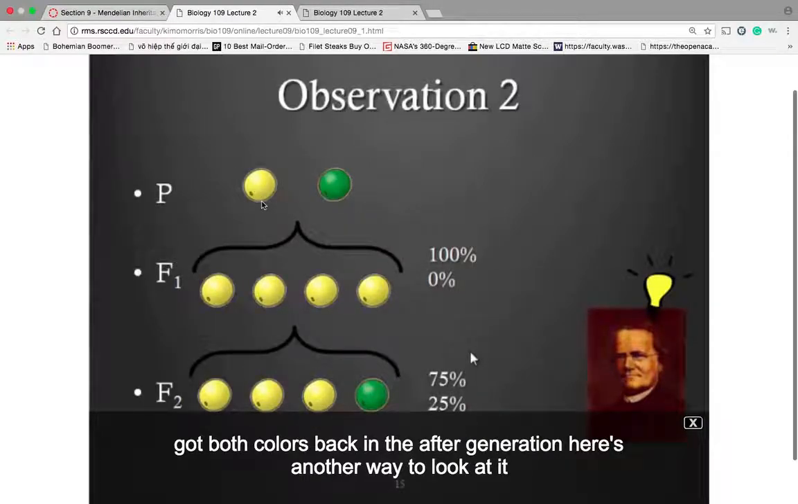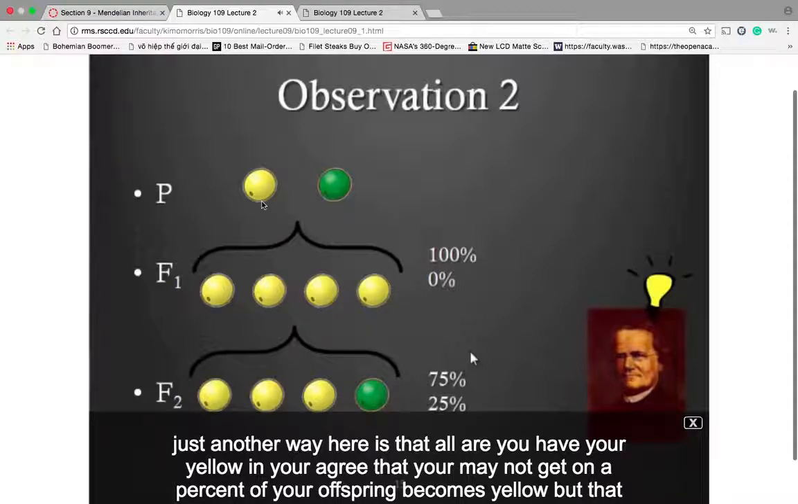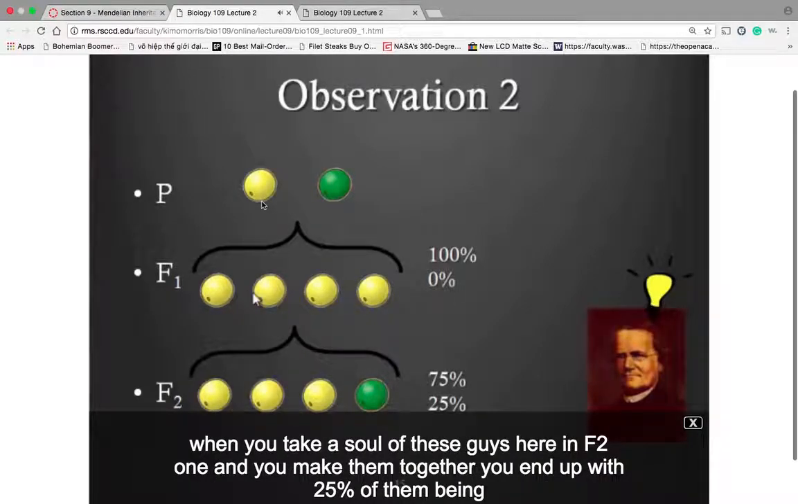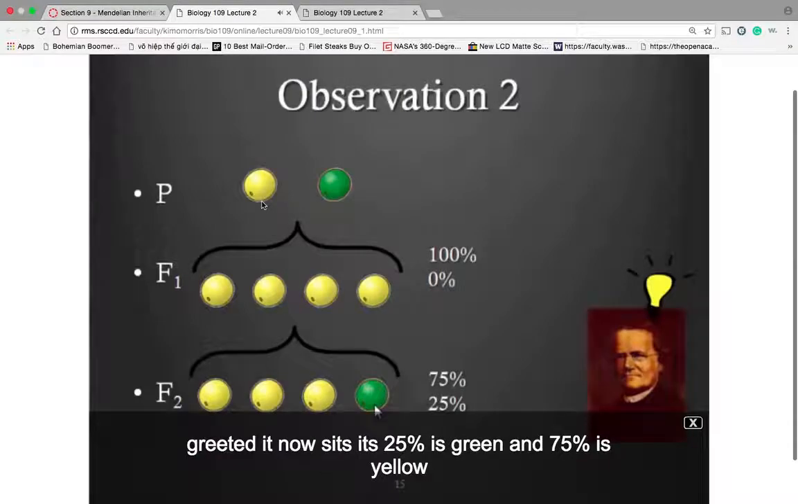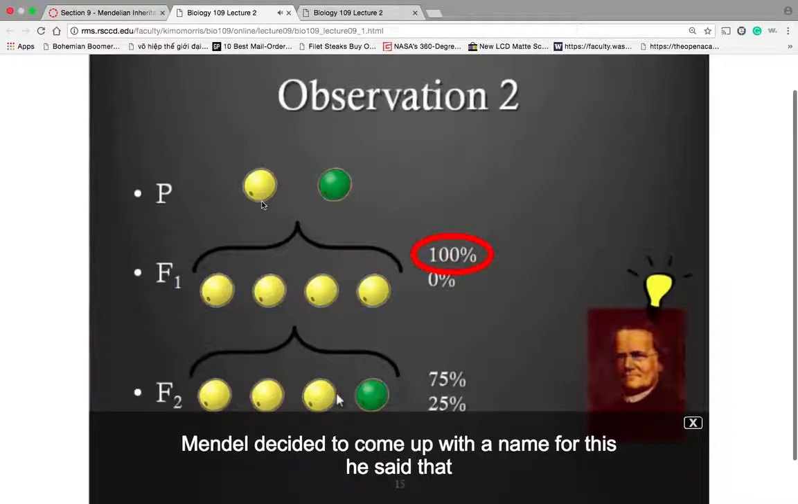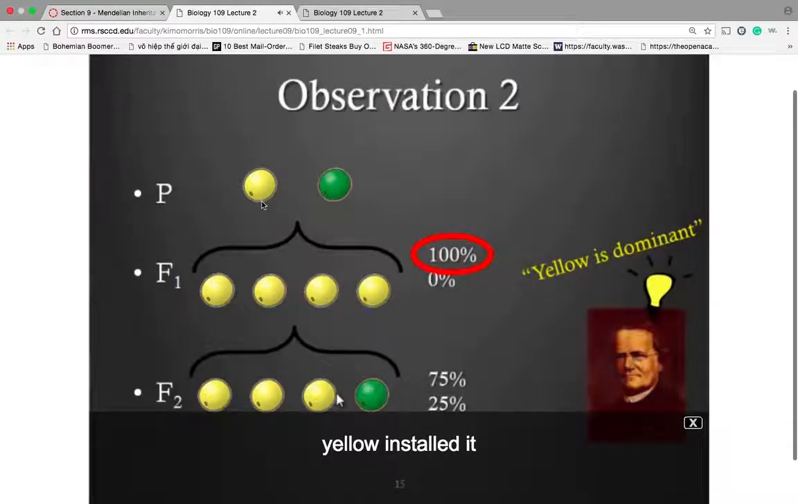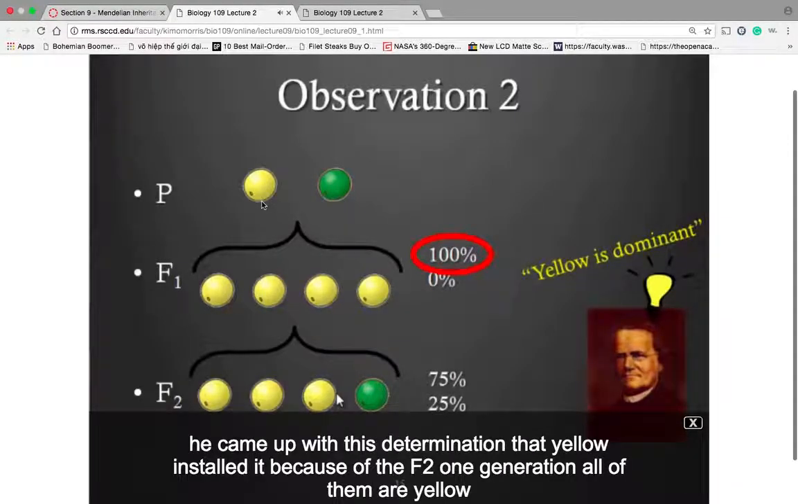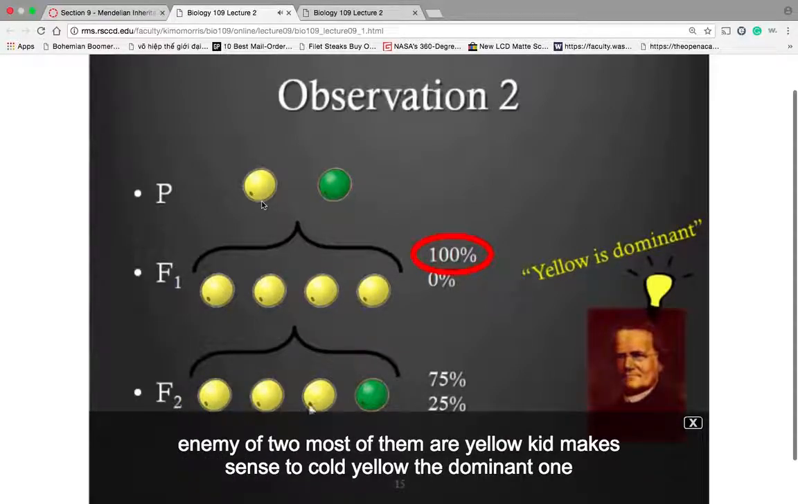Here's another way to look at it. You have your yellow and your green that you're mating. Again, 100% of your offspring become yellow, but when you take some of these guys here in F1 and you mate them together, you end up with 25% of them being green again. Now, since 25% is green and 75% is yellow, Mendel decided to come up with a name for this. He said that yellow is dominant. He came up with this determination that yellow is dominant because in the F1 generation, all of them are yellow, and then in the F2, most of them are yellow. Okay, it makes sense. He called yellow the dominant one.